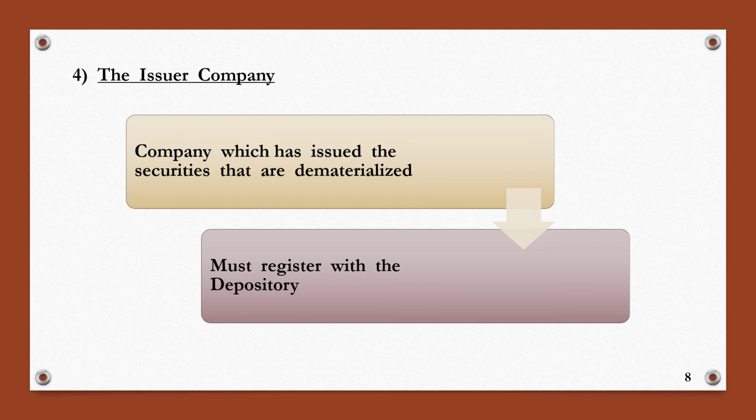That is, the first one being the depository, the second one being the depository participant, that is the DP, the third one being the beneficial owner, that is BO, which is nothing but a person who invests in the securities of the company. And lastly, the issuer company, that is a company issuing securities in demat form.